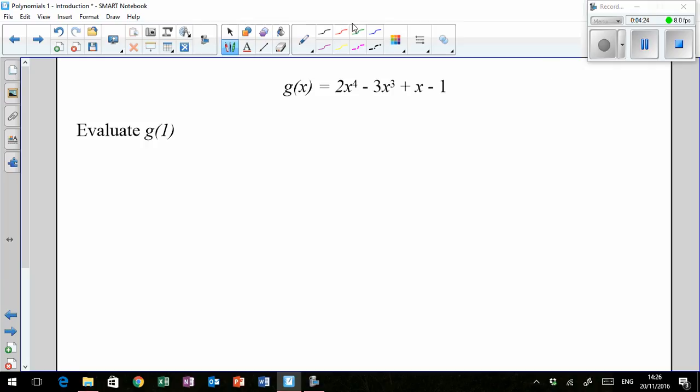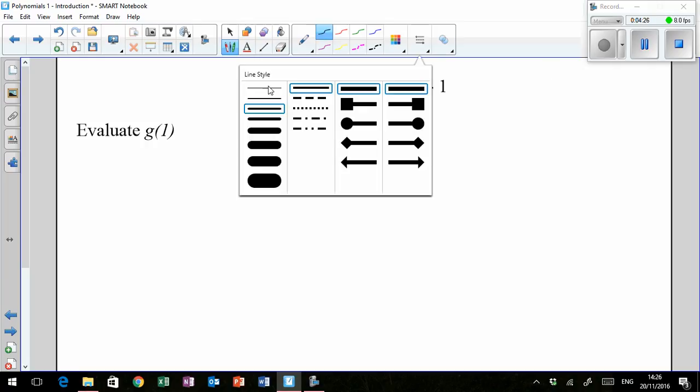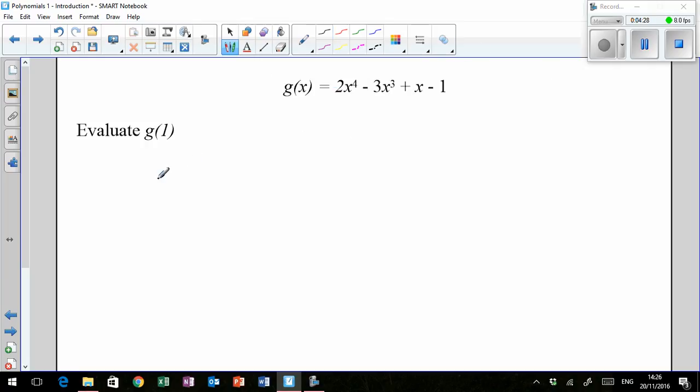Okay, another example. Looking at g of x here, we're just evaluating g of 1. So it's 2 times 1 to the power 4 minus 3 times 1 cubed plus 1 minus 1, which will give you a value of negative 1.